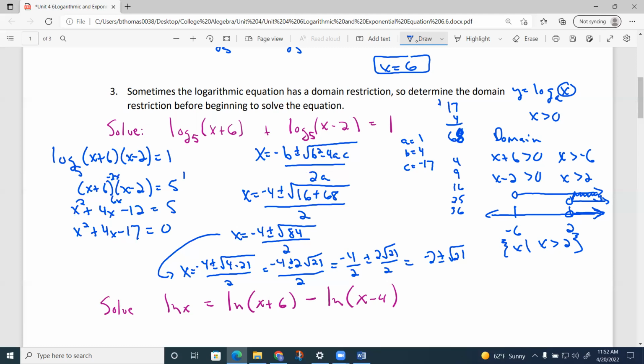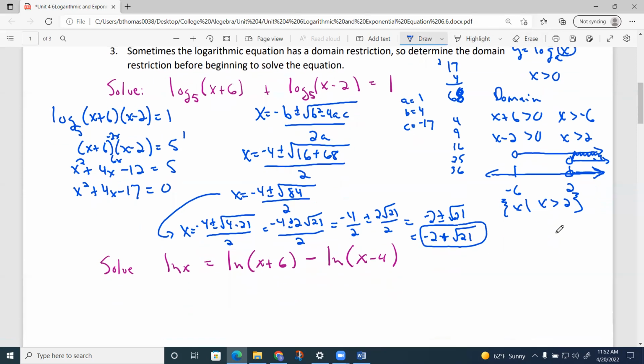But notice if I have a negative minus a positive, that's not going to be greater than 2. So because of the domain restriction, we're seeing the only answer is -2 plus or minus the square root of 21. I'm sorry, we're going to throw away the subtraction part. This is going to just be -2 plus the square root of 21. So that becomes our solution: -2 plus the square root of 21. So we can't forget about the domain restriction in the problem either.